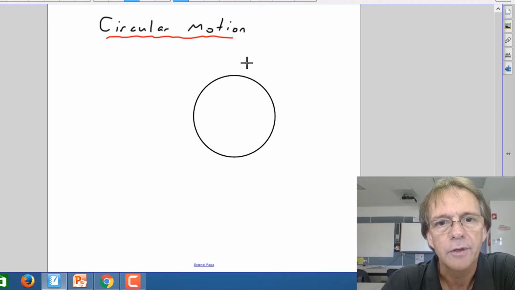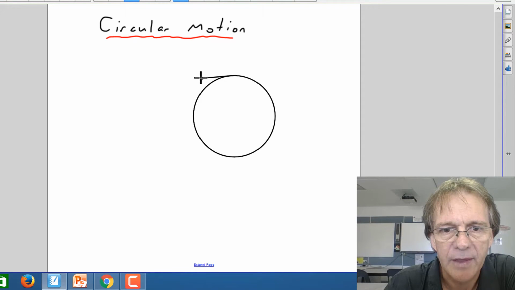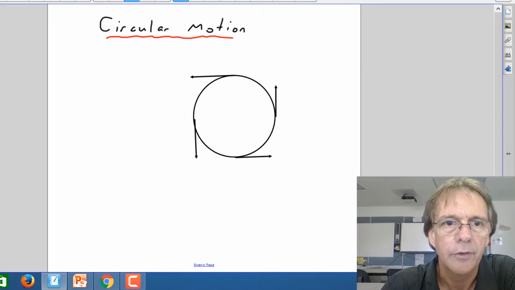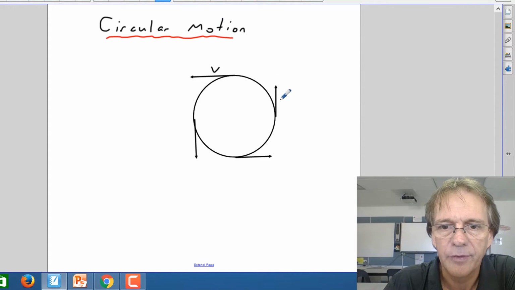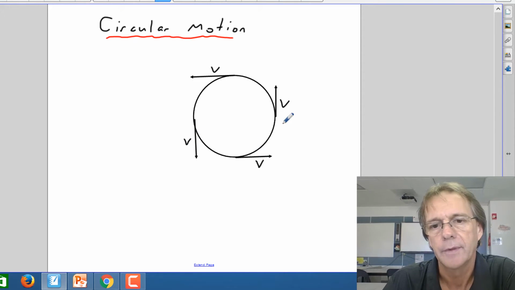Okay, so we're going to start a new topic looking at circular motion, things going in a circle. If it's travelling in a circle, you could look at its velocity at any point as being a tangent to the circle. You could draw things like that, going off on a tangent. That one's a bit rough. Each of those would be a velocity. So the question becomes, if this is going at a steady speed, is it accelerating or not?